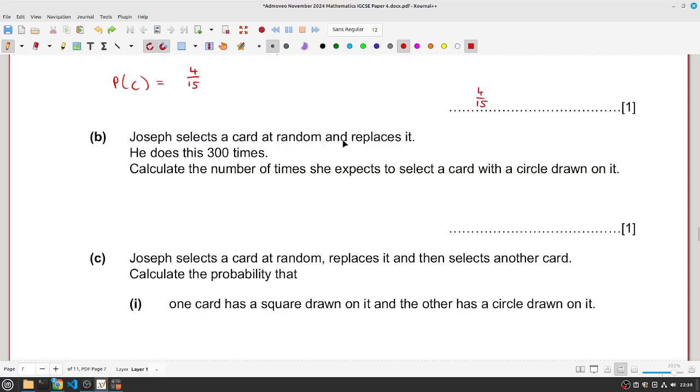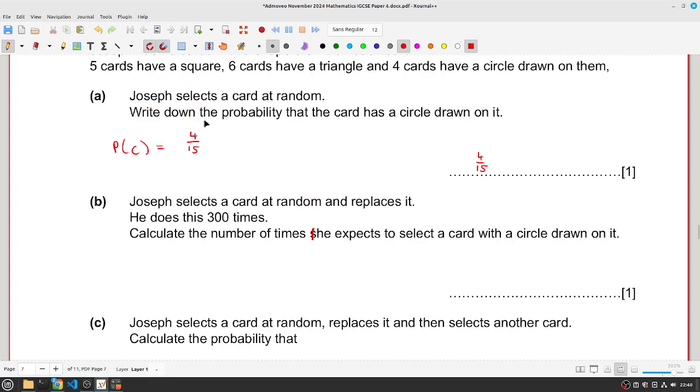Joseph selects a card at random and then replaces it. He does this 300 times. So he picks up a card, puts it back. Picks up a card, puts it back. Calculate the number of times he expects to select a card with a circle drawn on it.